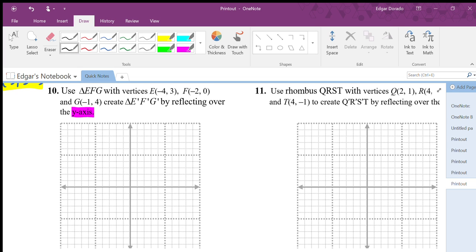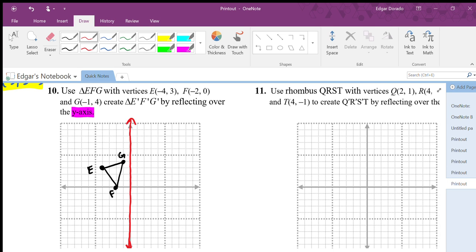So I'm going to go ahead and graph my EFG, so (-4, 3), (-2, 0), and (-1, 4). So E, F, G. Alright, that is my image right there. Now I want to reflect over the y-axis, so this is going to be my line of reflection.